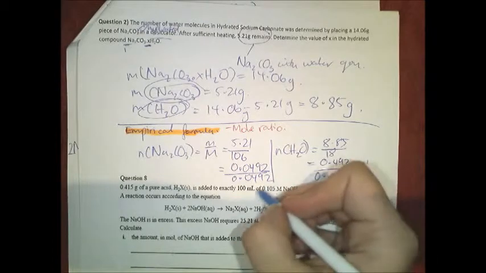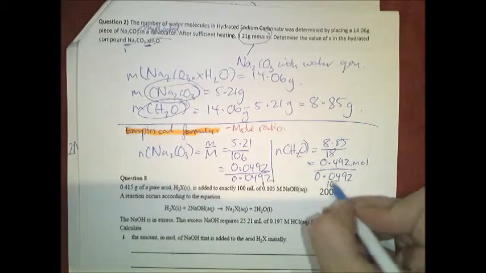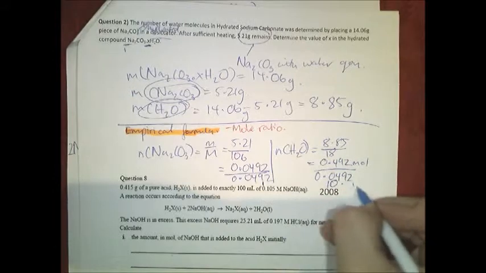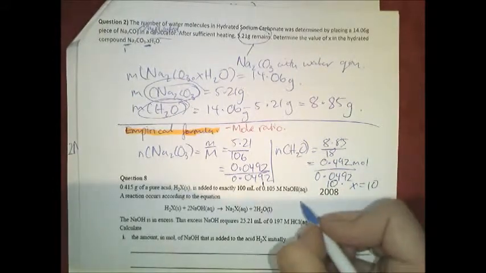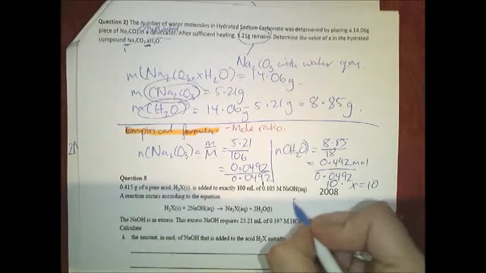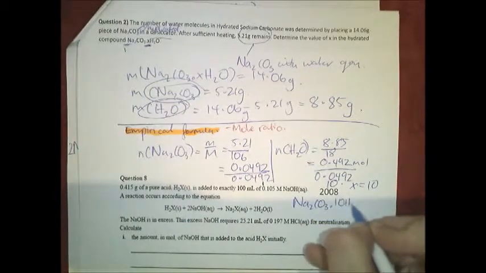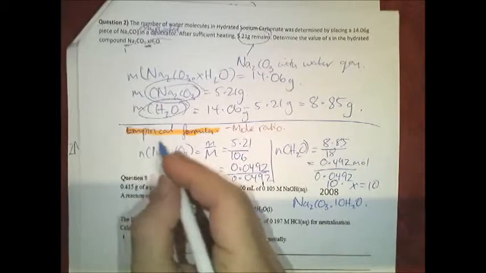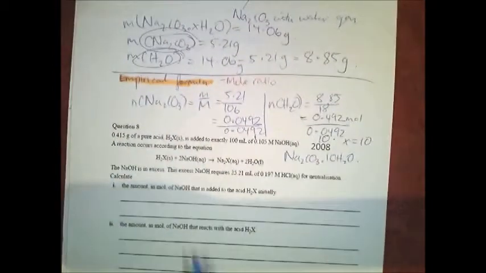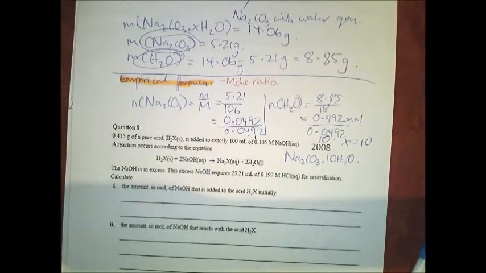Gives us a ratio of 1 to 10. So X equals 10. So the actual compound would look like Na2CO3.10H2O. So just always complete it like an empirical formula. Okay, next question.